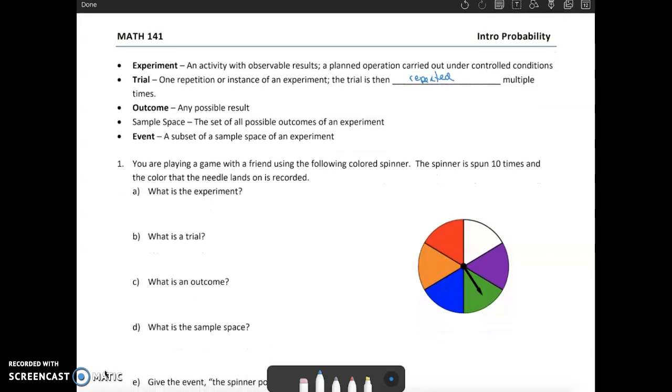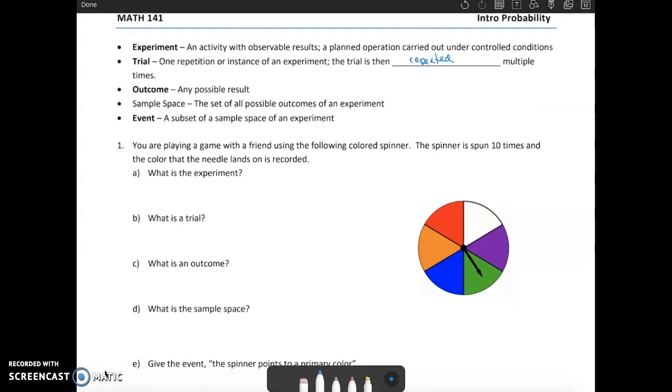This says you're playing a game with a friend using the following colored spinner. The spinner is spun 10 times and the color that the needle lands on is recorded. Okay, so what is the experiment? The experiment is simply spinning the needle 10 times. Right? That's what we're doing. We're spinning it. We can observe those results. That's as simple as it needs to be an experiment. What is a single trial? Well, that would be one spin. And then they're going to repeat that 10 times.